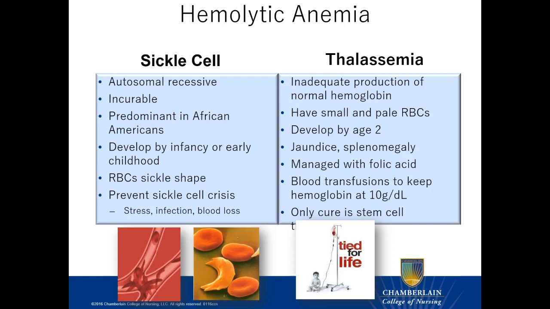It's connected to, believe it or not, the trait is connected to protection from malaria, which I found fascinating. It develops by infancy or early childhood, and we're going to talk about that in just a minute when we talk about fetal hemoglobin. The red blood cells develop a sickle shape, and what we want to do is prevent sickle cell crisis. Just a few of the ways of doing that are here, but we're going to talk about those in depth.